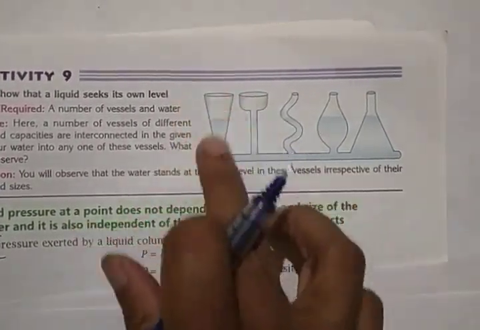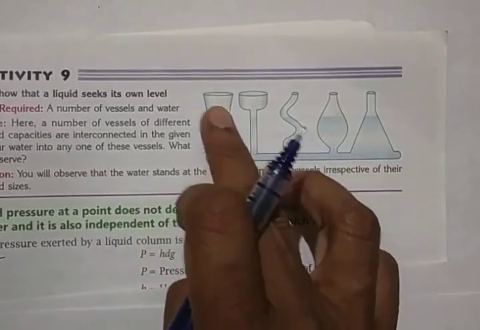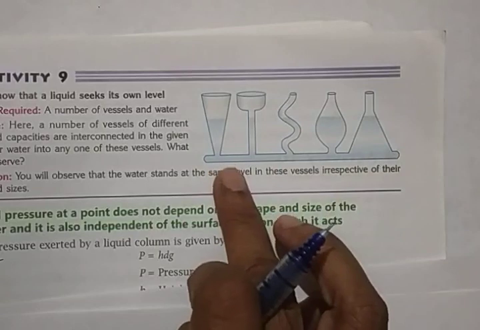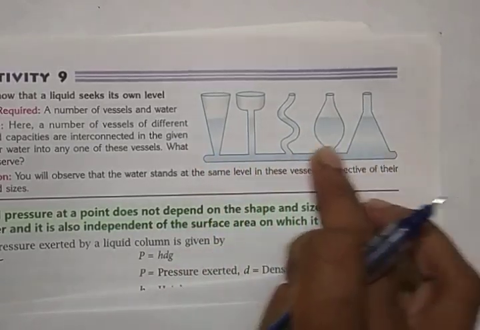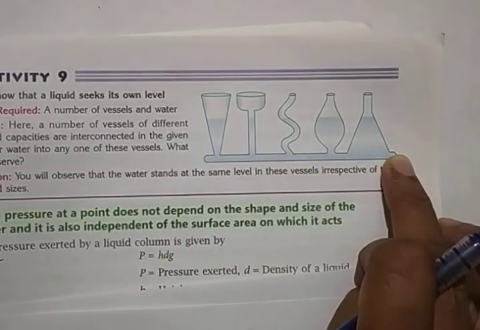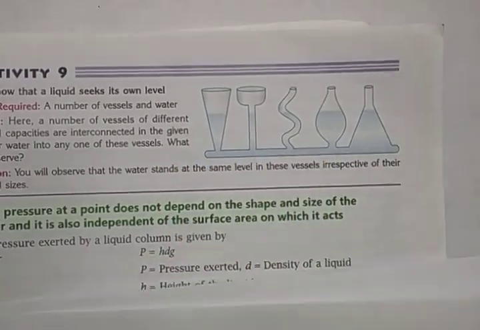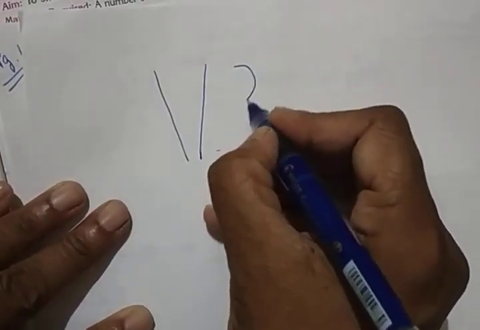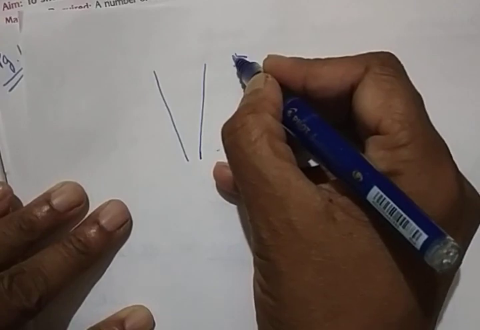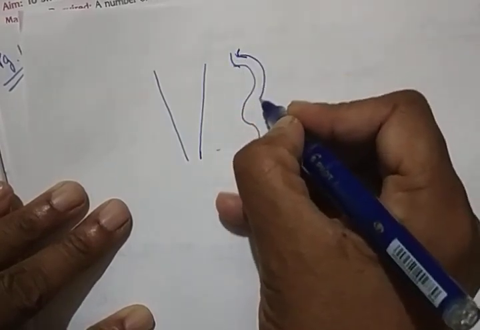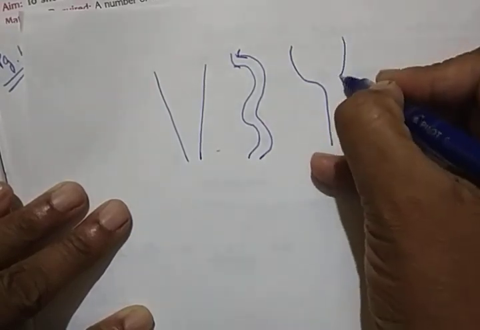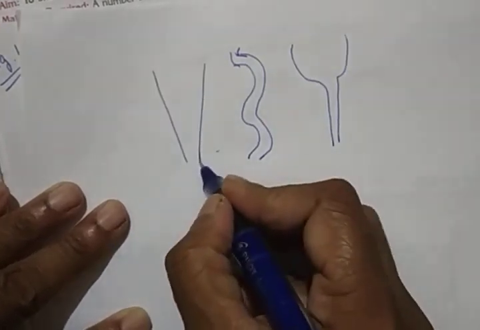You have different tubes, glass vessels of different shapes. Okay, these are all different shapes. All of them are connected together at the base by a common tube. So one will be like a triangle, one will be like this, one can be like this. So maybe I'm just drawing 3.